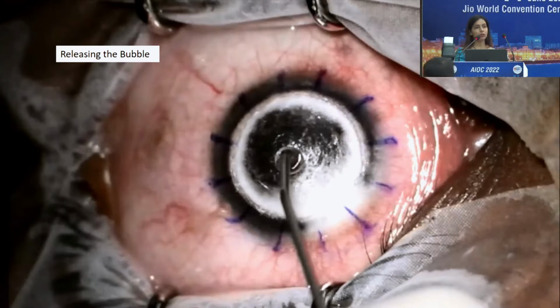Also, another useful thing is to do a very shallow paracentesis to reduce the pressure in the eye, so that the bubble does not egress with a sudden gush of air out.